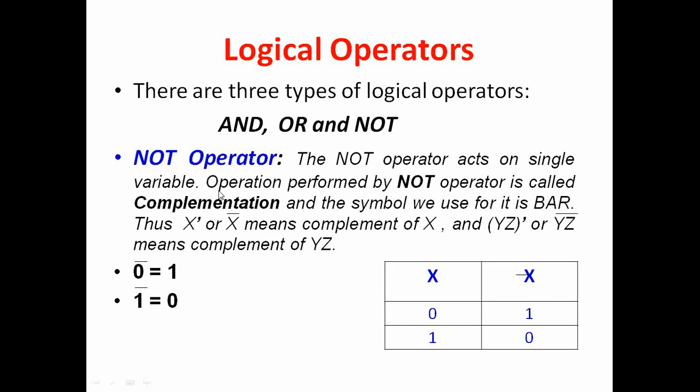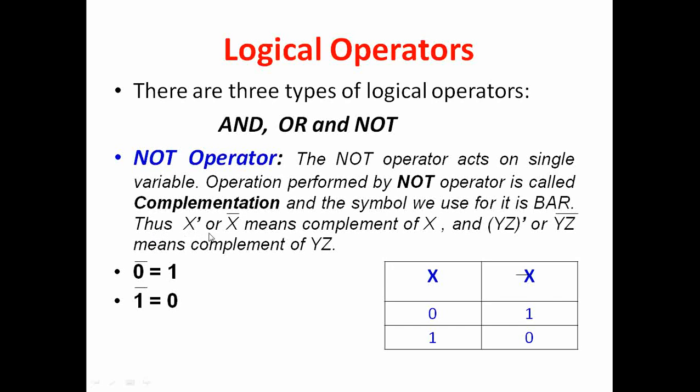Unary operators, as you know, can act on a single variable at a time. That means they need only one operand to function. The operation performed by the NOT operator is called complementation. So the function performed by the NOT operator is called what? Complementation, and the symbol we use for it is bar. We use the bar symbol to represent the NOT operator.